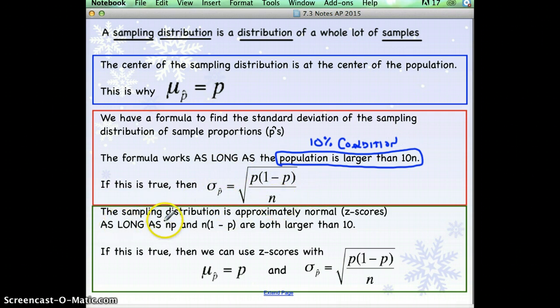The next condition is that np and n times 1 minus p both have to be larger than or equal to 10. If those conditions work, then you can use z-scores. And you use z-scores with this mean and this standard deviation. Okay, so that's what we've talked about already.